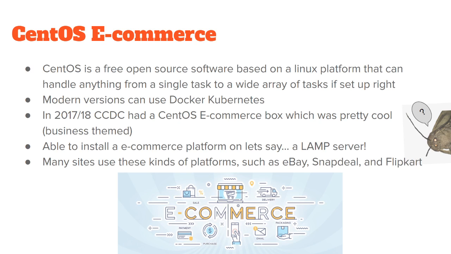CentOS in the first place is free, open source software, which is community driven, based on a Linux platform that can do a lot of things, anything from a single task to a wide array if set up right. The modern versions of CentOS can use Docker and Kubernetes, which is a really nice thing. And in 2017, 2018, they had their e-commerce boxes to secure for the business themes, able to install these e-commerce platforms on a LAMP server, which we just talked about, and which we'll get into a little bit later with the hands-on because that's a cool thing I made.